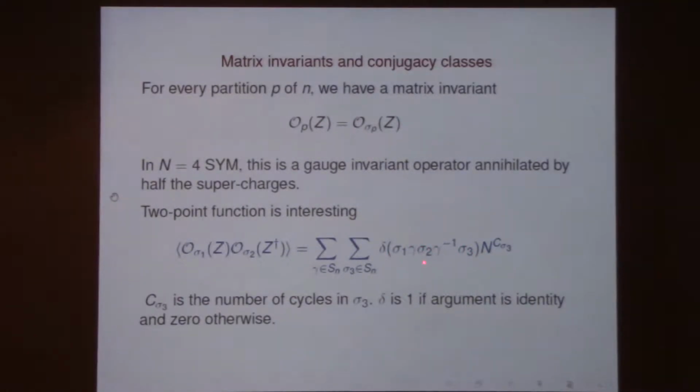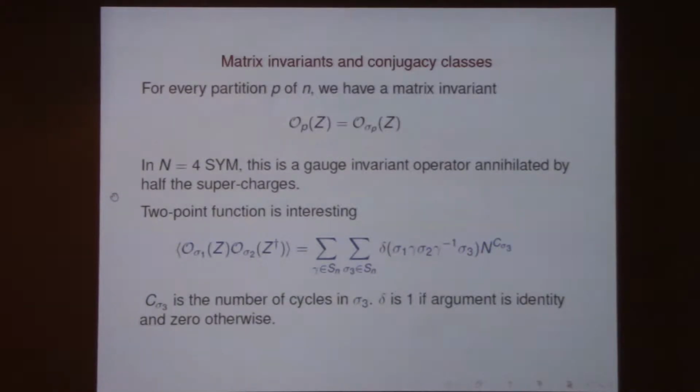The delta function just says that this product of permutations is 1. So in other words, I'm taking a permutation which is equal to this, the inverse of this, and I take that and I raise n to the power of the number of cycles. So this is a completely algebraic description of the correlator of these multi-trace operators. So it's good to look at that formula because it has a lot of interesting information.